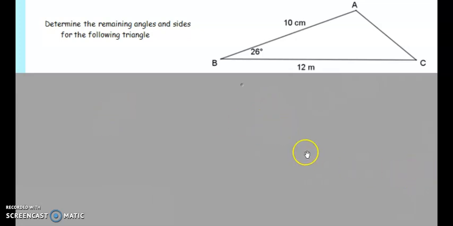Let's look at our diagram. Triangle ABC is given. It asks us to calculate or determine the remaining angles and sides for the triangle. My first question I would like to ask, seeing that I have AB, I have BC, and included angle B, why can't I use the sine rule?